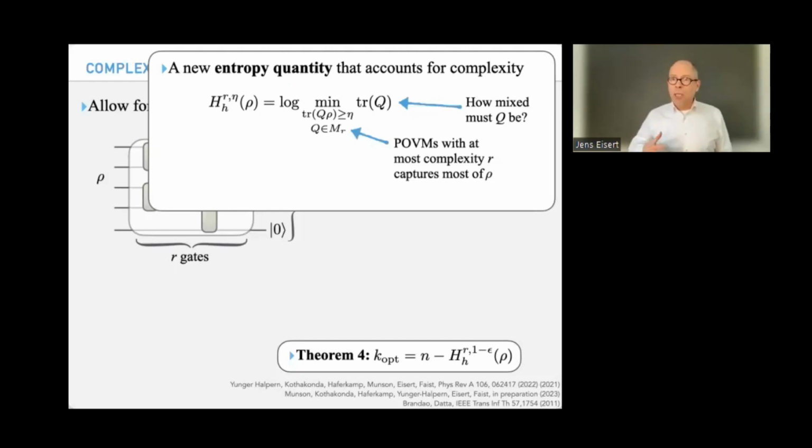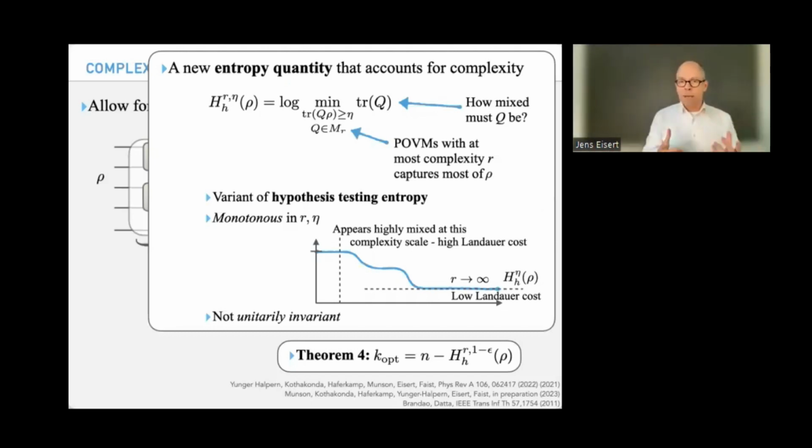It's defined over POVMs, Q, but not arbitrary POVMs, but POVMs that are restricted in having complexity at most R. So at most R gates are being used in implementing this POVM element. And there's a trace of Q that captures how mixed Q must be. And the eta in this formula basically takes the role of a success probability. This should be close to unity in this one minus epsilon prescription. So that's how we think of this entropy. And that's the quantity that rules basically all of these processes as we defined. And it has a number of nice and cute features.